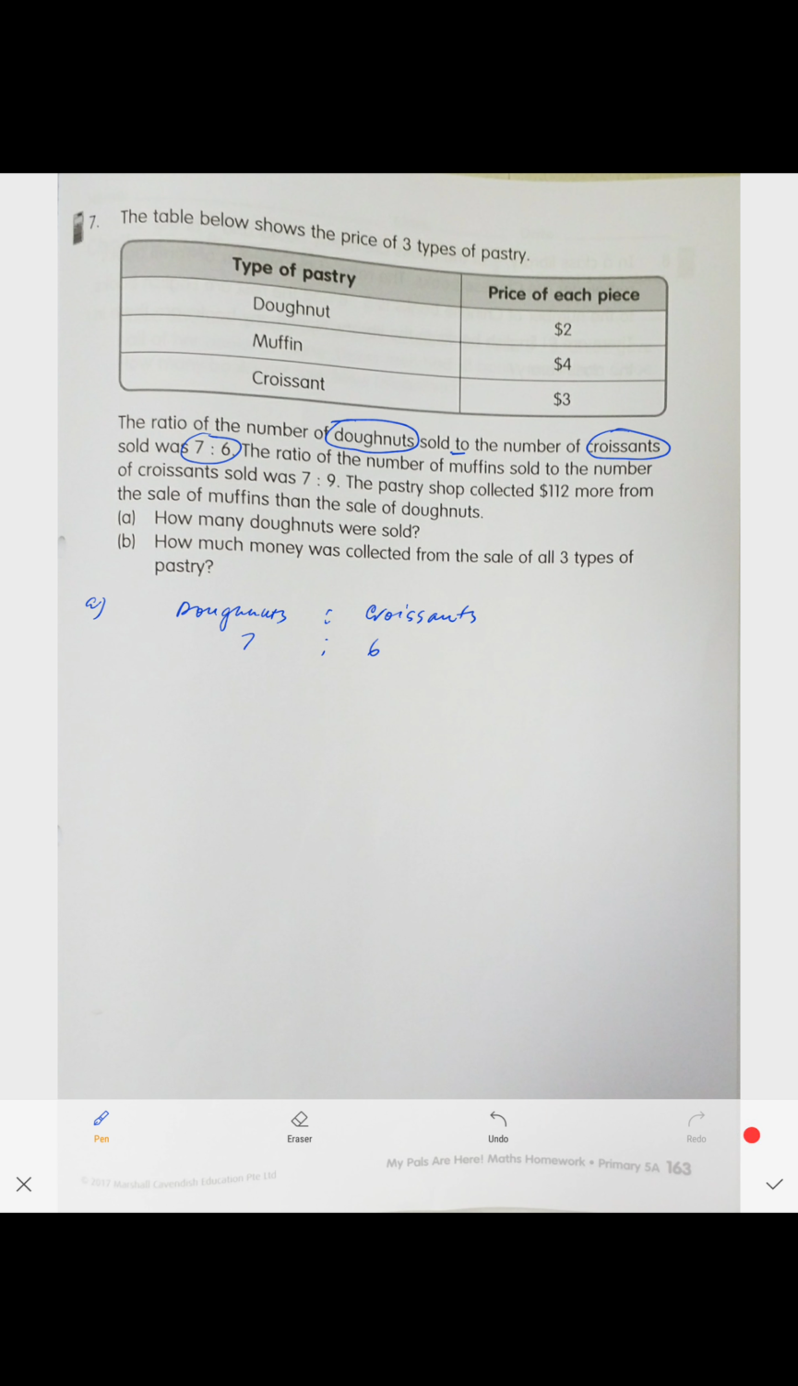And there is another piece of information here. They tell us the muffins to the croissants was 7 to 9. So we have these 2 ratios and we have to work with them. 7 to 6, 7 to 9. The croissants are the same, but the numbers are not the same. So how can we make them comparable?